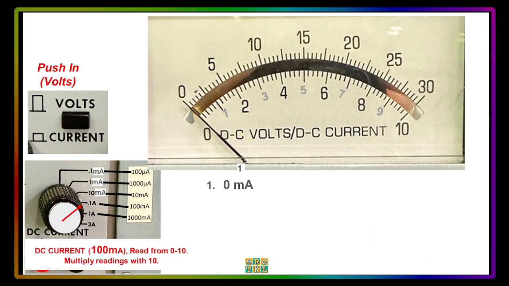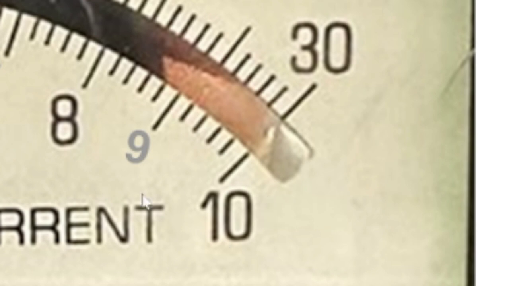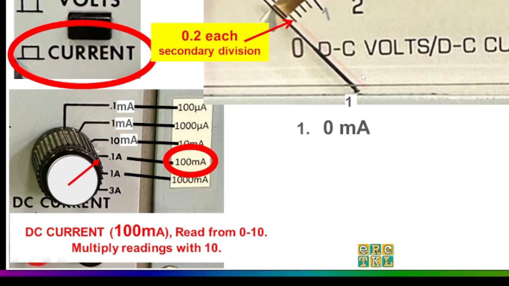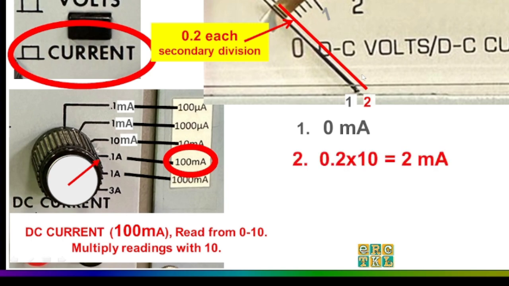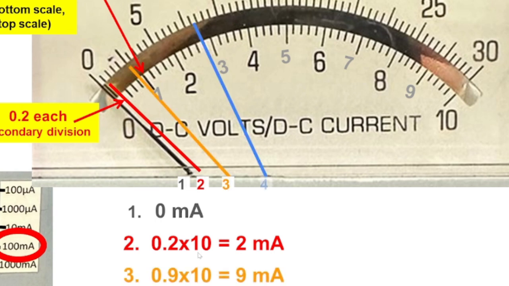Now, how about the 100 milliamperes? What do you think we will do? For the 100 milliamperes, we cannot think of 10 as 100. Therefore, we have to multiply our answers by 10. So all of the answers here, from 0.2, will be multiplied with 10. So 0.2 multiplied with 10 will be 2 milliamperes. 0.9 multiplied with 10 will be 9.